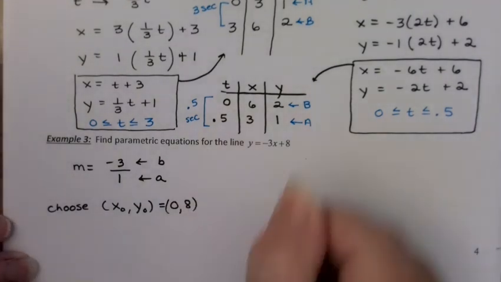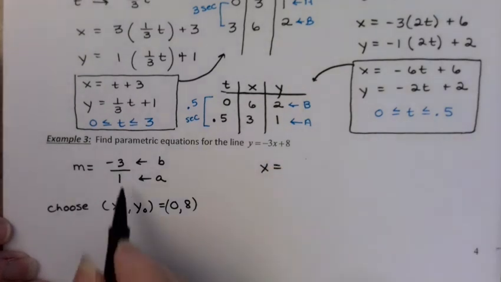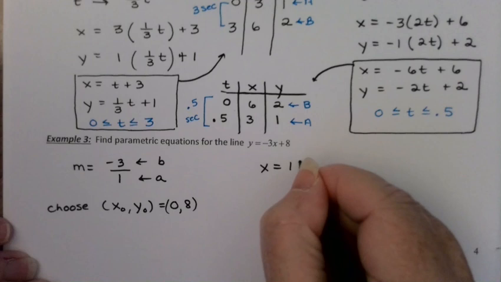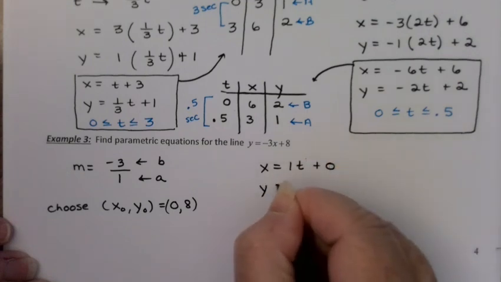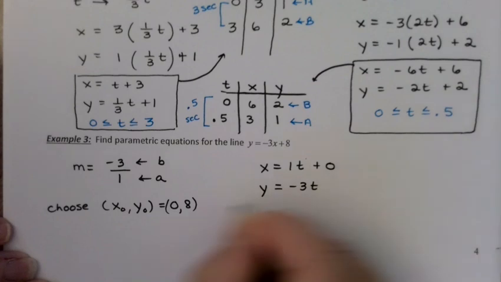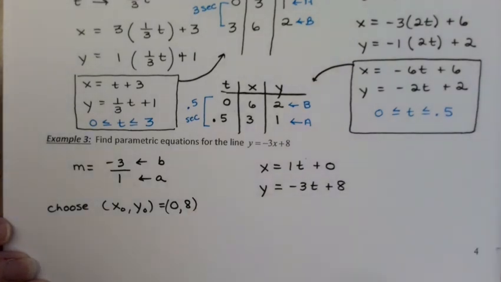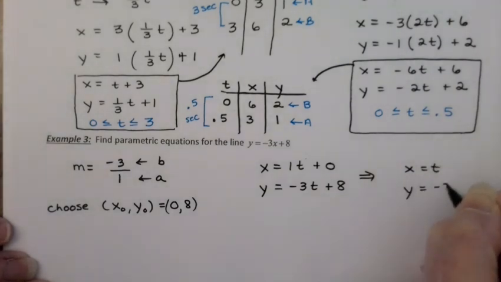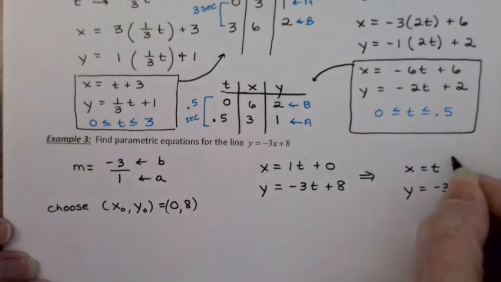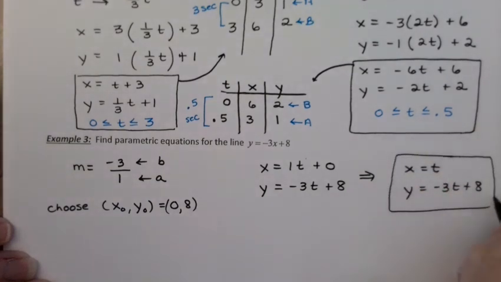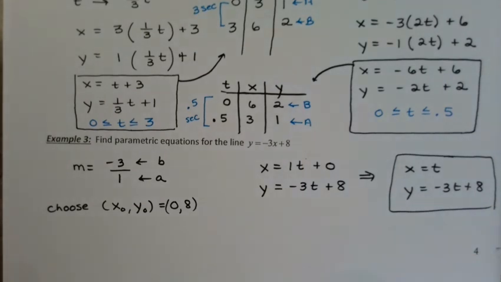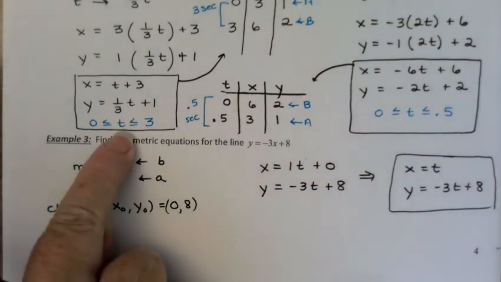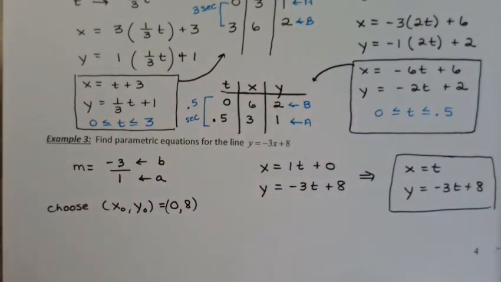So using my information, I'm going to have x equals 1t plus 0 and y equals negative 3t plus 8. Or simply x equals t and y equals negative 3t plus 8. Since nothing was specified about limiting it to a certain portion of the line, I'm just going to leave it like that. Unless we state otherwise, the assumption is generally that t goes from negative infinity to infinity, which generates the entire line.